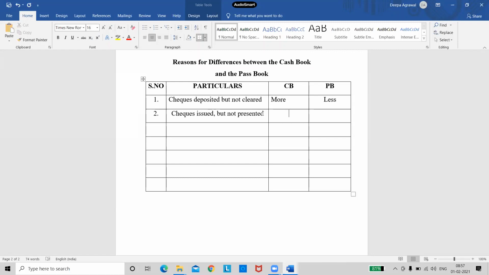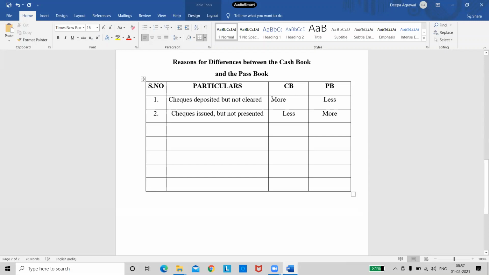And with checks issued, will the cash book balance increase? It will be more or will it be less? Ma'am, it's less, payment, ma'am. So it will be less. Correct. Because checks issued is a payment, so cash book balance will be less. And if cash book balance will be less, passbook has not recorded this entry, so passbook balance will be more. Right?